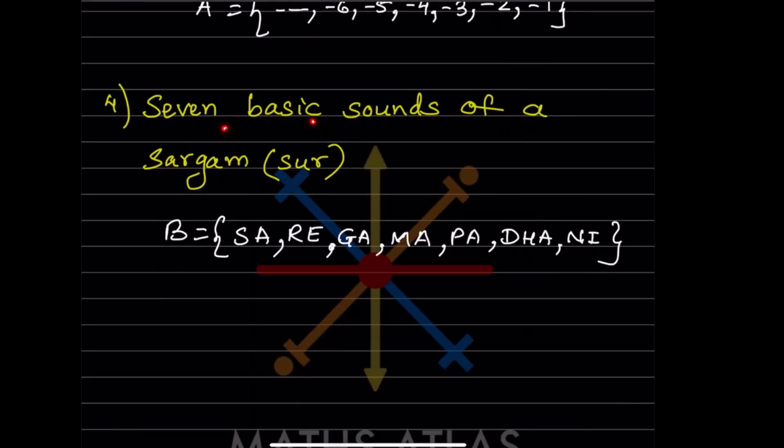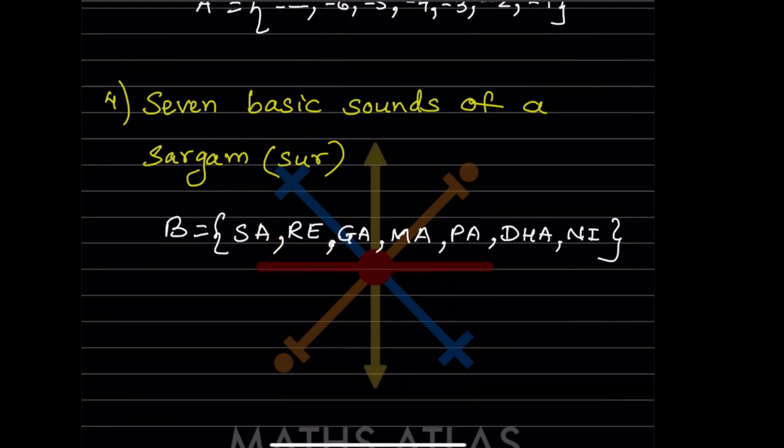Now, the 7 basic sounds of a sargam, that is sa, re, ga, ma, pa, dha, ni. 7 ones: 1, 2, 3, 4, 5, 6, 7. So you have to put the commas in between them. So you can write here anything, any alphabet over here.